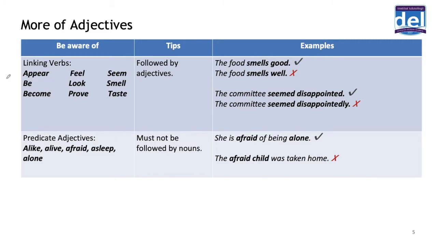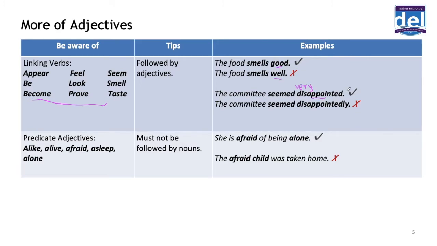There are other things that we need to be aware of when we check whether the adjective is correct or not. The first is you should be aware of linking verbs. Earlier I told you that adverbs modify verbs, right? So it is possible to use an adverb after a verb. But with these linking verbs, we normally use adjectives. For example, the food smells good. You don't say the food smells well.